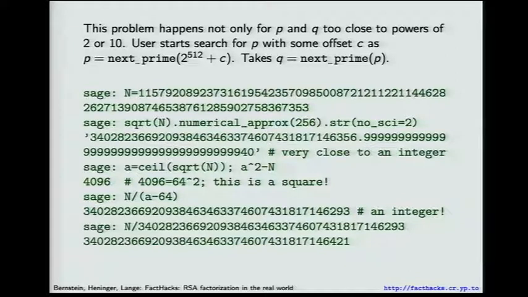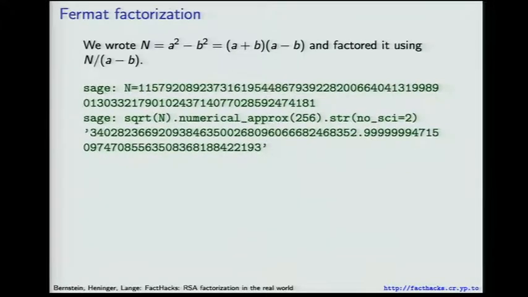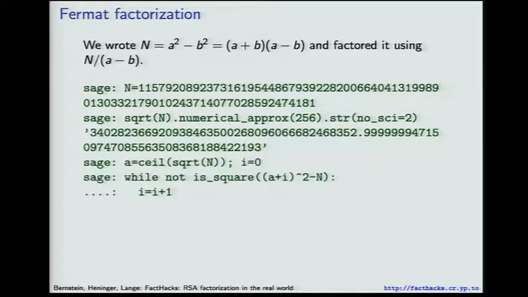Now this method actually works surprisingly well even if you don't do next prime. So here's another example where I didn't do the next prime, but did something larger. So this is not really close to a square. There's some 9s, but not too many. What we did before, we wrote it as a difference of squares and then divided n by one of these two factors.